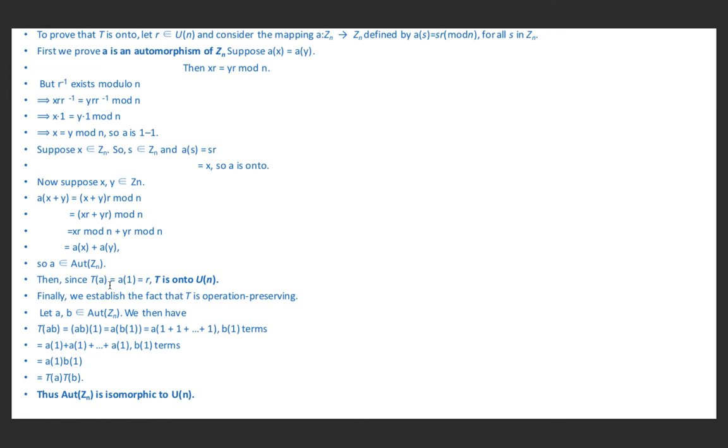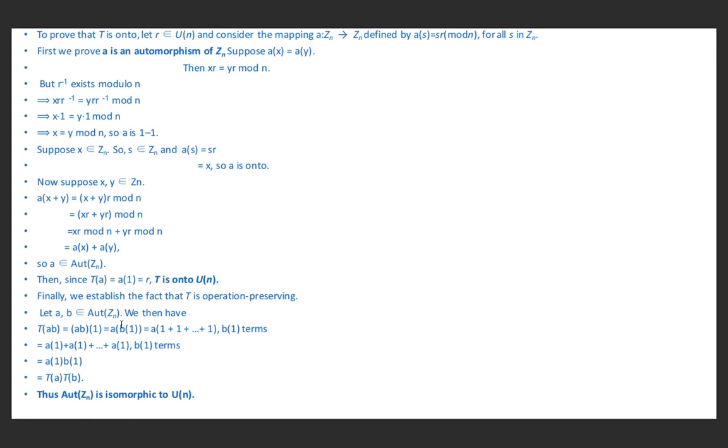Then since T(A) is equal to A(1) and A(1) is equal to r, therefore T is onto Un. Now we have proved what we wanted to show, that T is onto Un. We have shown that T is 1-1 in the last slide, and now T is onto. Now we shall show that T is operation preserving.